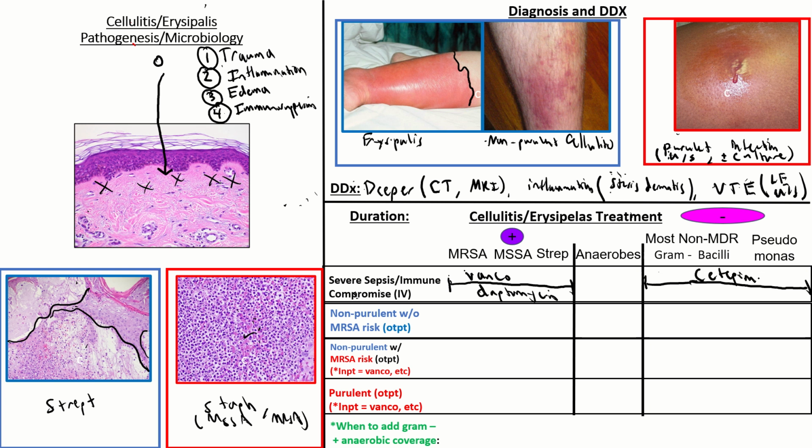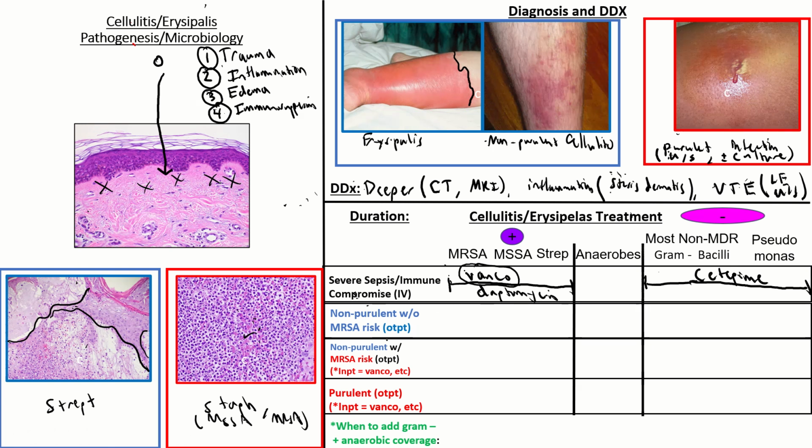Other hospitals, you might be able to use something like piperacillin-tazobactam or carbapenems, but those would be a little bit too broad spectrum. That isn't totally required in these situations. So that's going to be your IV treatment. Any patient really that's coming to the hospital and has risk for MRSA, you're going to do IV vancomycin. But if they have severe sepsis, meaning they have end organ dysfunction, or they have pretty severe immune compromise, you are going to cover MRSA, MSSA, strep, gram-negative bacilli, and Pseudomonas, and your typical go-to is going to be vancomycin plus cefepime. Now let's go through oral.